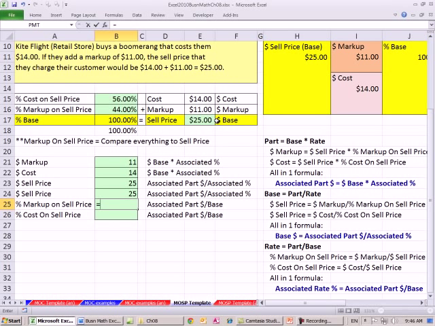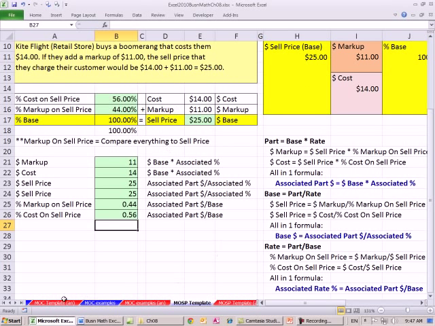All right, the first one, I'm going to do percentage markup. So I have to compare the dollar amount markup to the base. And for percentage cost on sell price, I take the part, again, the associated part divided by the base will give me the associated rate. So I better get 56% when I hit Enter. All right, so that's kind of going through all the possibilities in this template and this template.